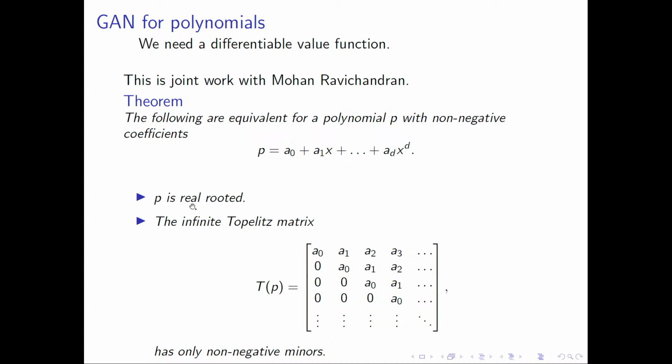these two are equivalent. If and only if P is real-rooted, the infinite Toeplitz matrix has only non-negative minors. Let me explain what minors are. By the way, this is the Toeplitz matrix, the infinite Toeplitz matrix. We can write the coefficients a0, a1, a2 to aD, and after that we write zeros, 0, a0, a1, a2, etc. like that. And this is the infinite Toeplitz matrix.